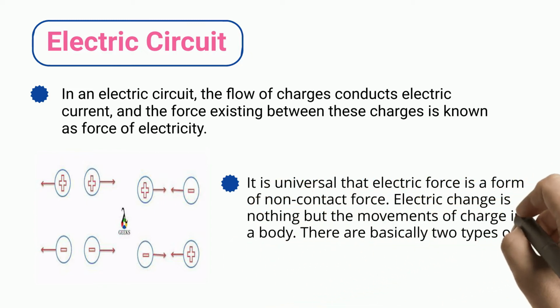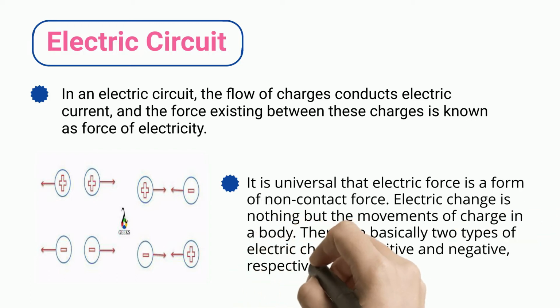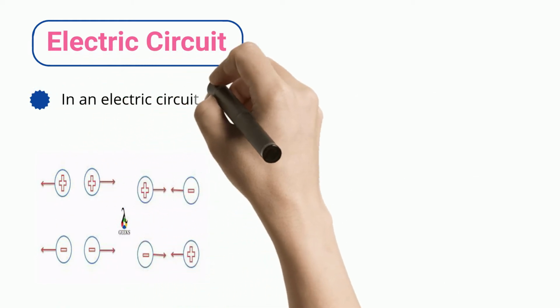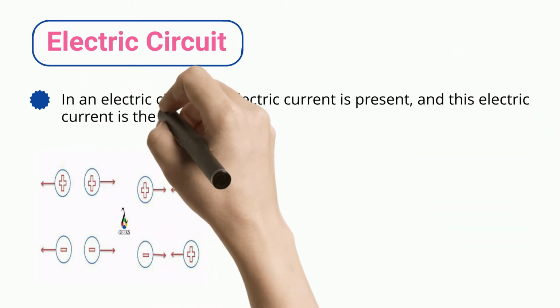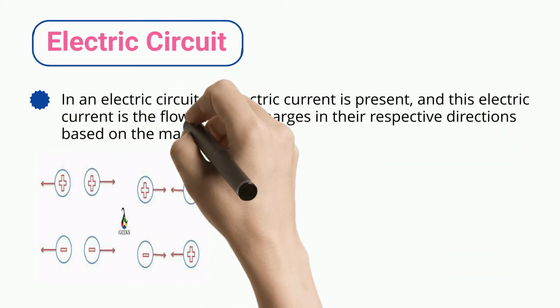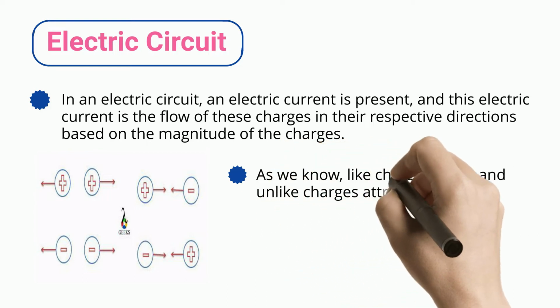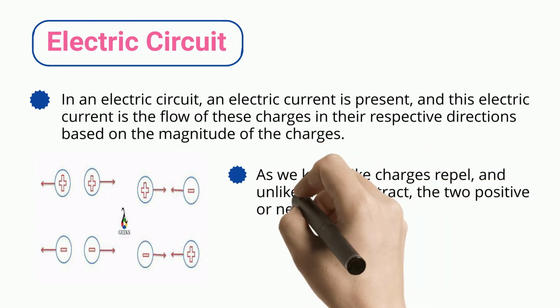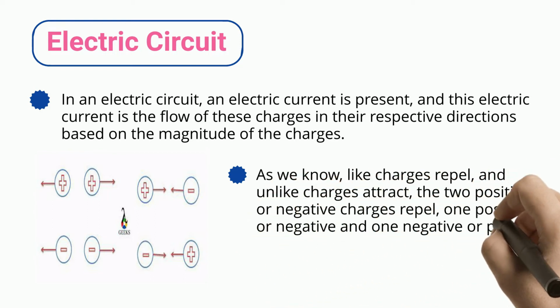There are basically two types of electric charges, positive and negative, respectively. In an electric circuit, an electric current is present, and this electric current is the flow of these charges in their respective directions based on the magnitude of the charges. As we know, like charges repel, and unlike charges attract. Two positive or two negative charges repel, while one positive and one negative charge attract.